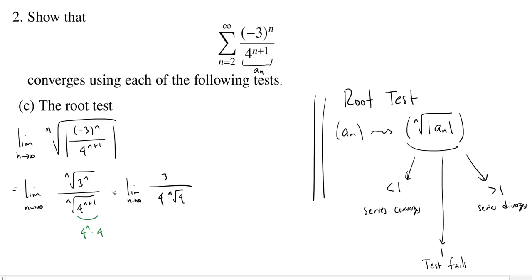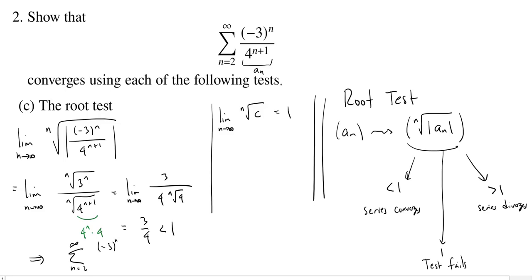This is the only place where we actually have an n involved anymore. We just have 3/4. One of the rules that we learned in class was that if you take the limit as n goes to infinity of the nth root of a non-zero constant, this is going to equal 1. So as n goes to infinity, the nth root of 4 will go to 1, and so this limit will be 3/4. 3/4 is less than 1, and hence by the root test, the original series, negative 3 to the n over 4 to the n plus 1, converges.